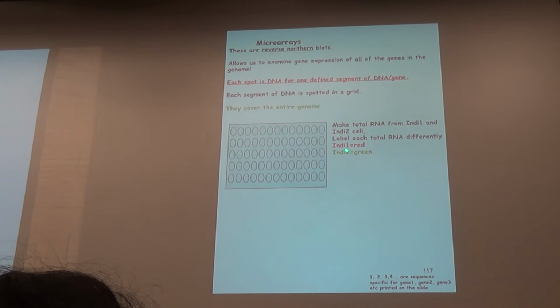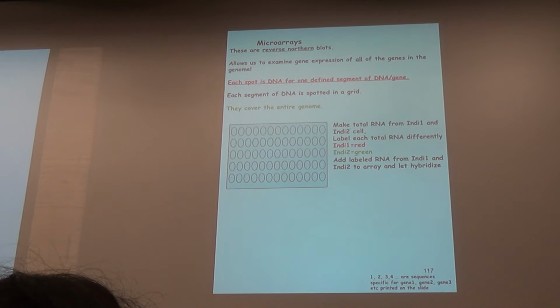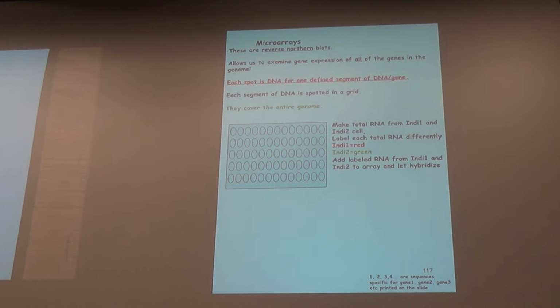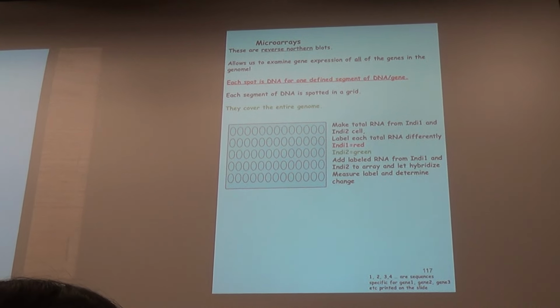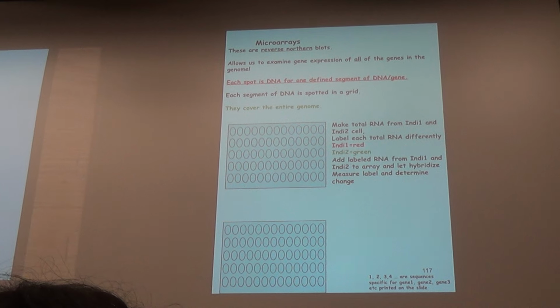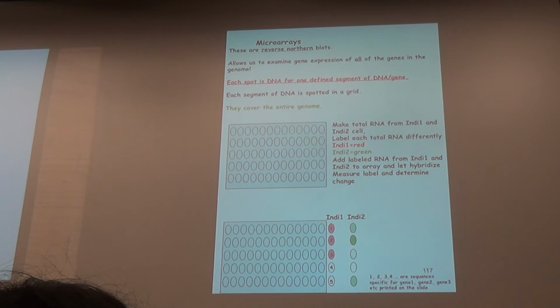Right? And then you're going to add those onto the dots, onto the microarray. Add the labeled RNA and let it hybridize. And then you measure the amount of fluorescent signal that comes off. And here is the result. Let's focus on just this one row of dots of genes, 5 different genes.